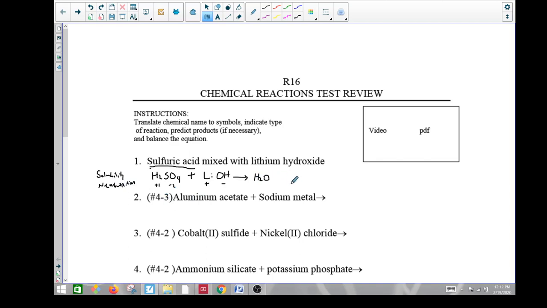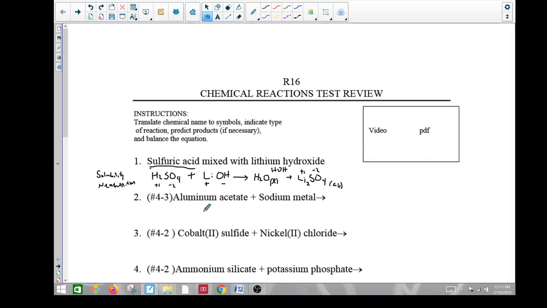Alright, so next up we got this as a water, and you could even list this as HOH, which would be just fine as well. Plus, in this case, lithium sulfate, and technically you want to check this guy for solubility, +1 -2, that's why that 2 is there, and it turns out to be aqueous.